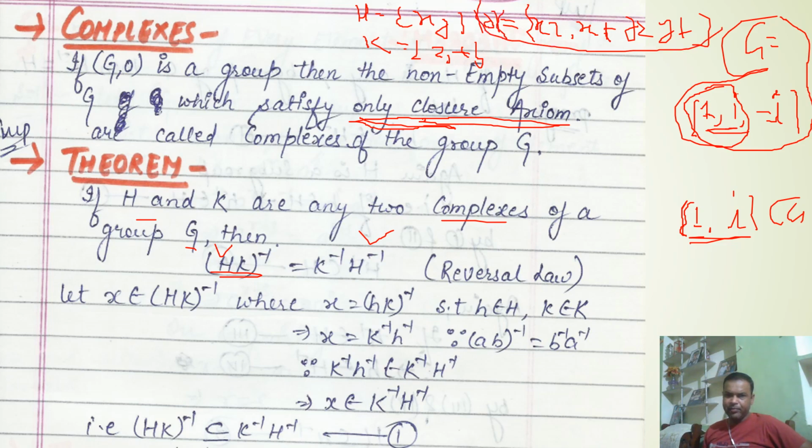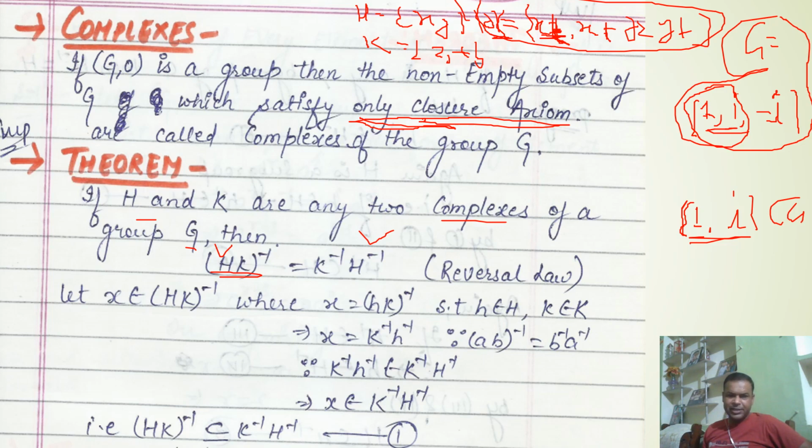Here you cannot change the order of the product. If you write XT, then you cannot consider it as TX, because TX will appear in KH, not in HK. So I hope you have understood how to find the product of two complexes. You write all possible combinations of their elements, or the products of their elements.